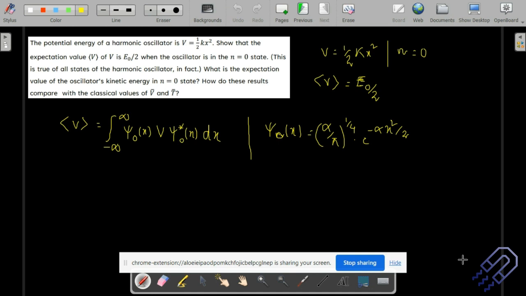So, as I said, the question is simple. We are being given the potential energy of the harmonic oscillator in the form of half kx square, and we have to show that the expectation value is E naught by 2. So the first thing is we need to know the formula. For knowing the formula, we can use this result. And since it's written n is equal to 0, that means we are considering the ground state. So I can take it to be psi 0, and we have already seen that psi 0 is this, and this is our potential.